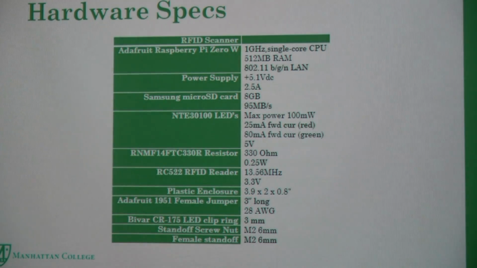Here we have a complete list of the hardware used to build one scanner. Things to take note of: we use the bicolor diode for a clean design. It uses 25 milliamps for the green and 25 milliamps for the red. The RC522 RFID reader also uses a 13.56 megahertz frequency, which is sufficient to read the card at a reasonable distance, and also accounts for the attenuation from the plastic cover.